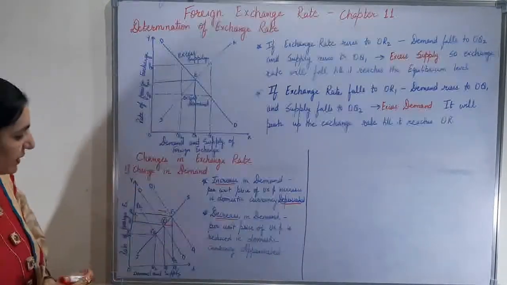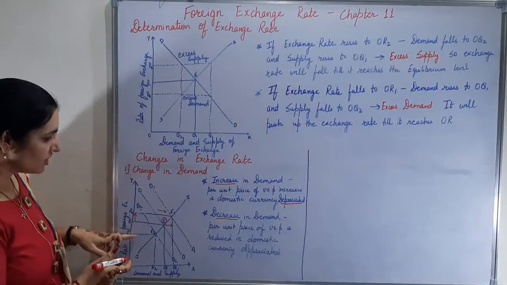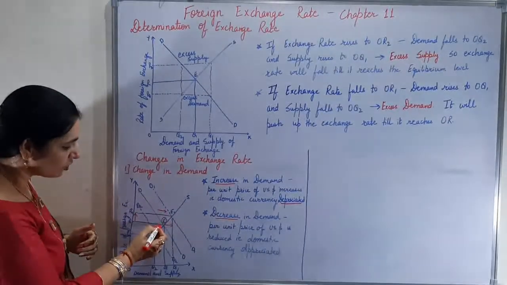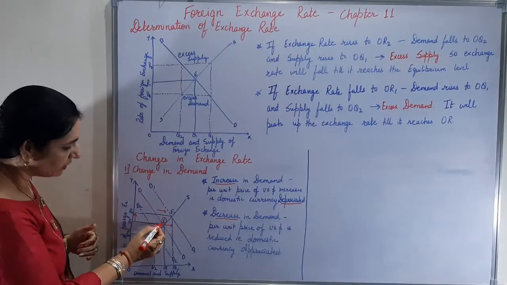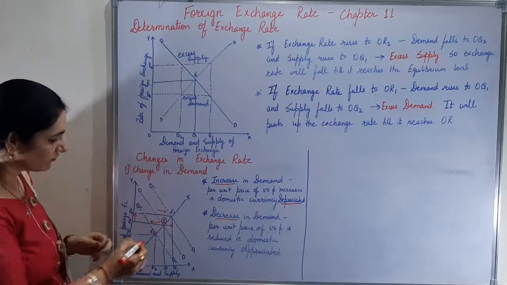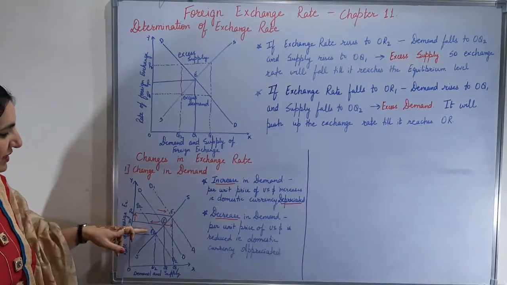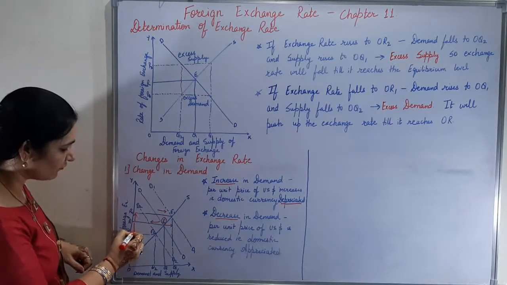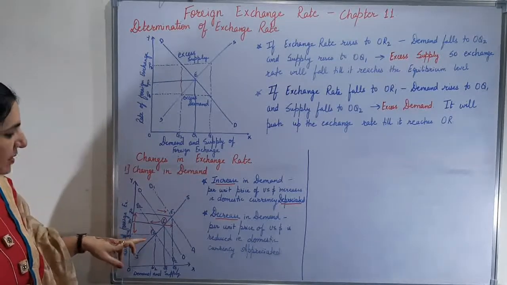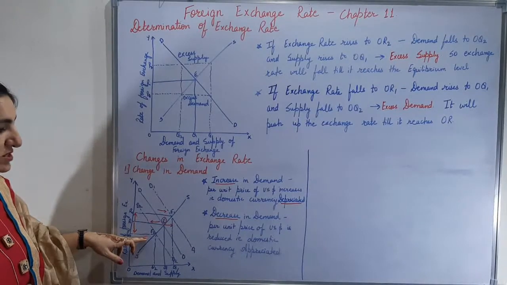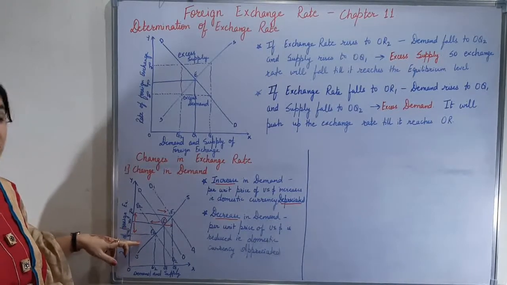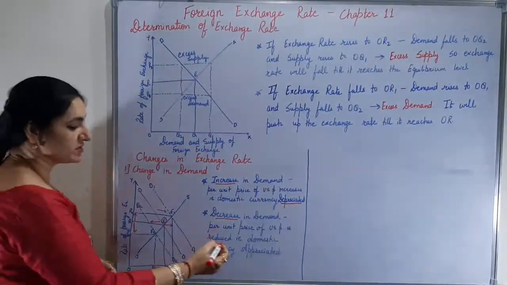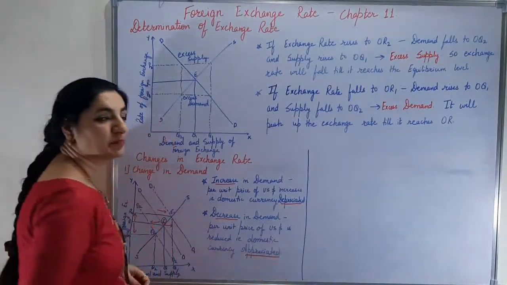In the other case, when the exchange rate falls, we are decreasing the demand, that is from D to D2, the D curve shifting to D2. It means that the exchange rate has fallen. The per unit price of the US dollar is now reduced. There is a reduction in this price. This is the reason the domestic currency is appreciated.